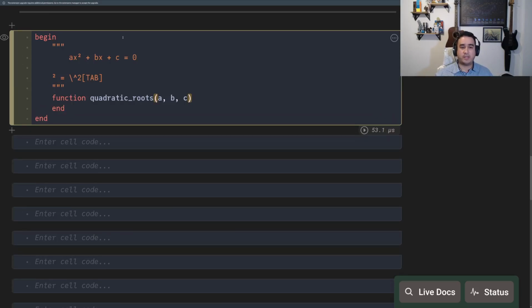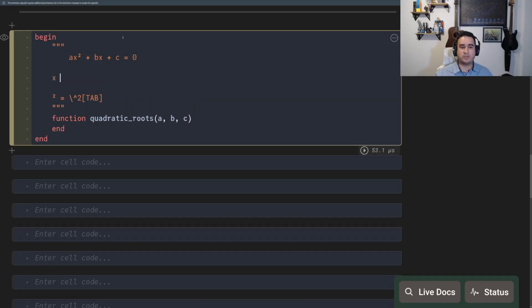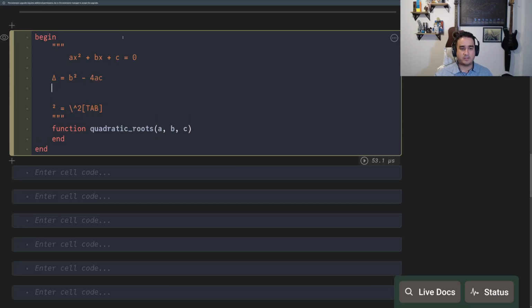Quadratic roots, essentially computing the solution to this, and the solution is given by computing delta. Same thing, you can just type backslash uppercase D, delta, tab, and you have the delta symbol: b squared minus 4ac, and the solutions are minus b plus minus the square root of delta over 2a.